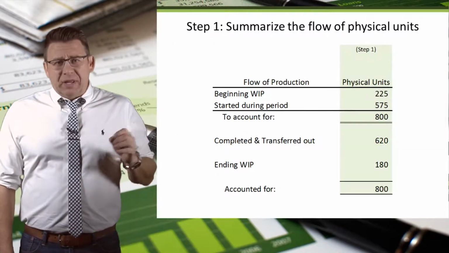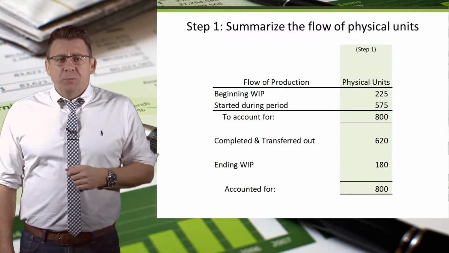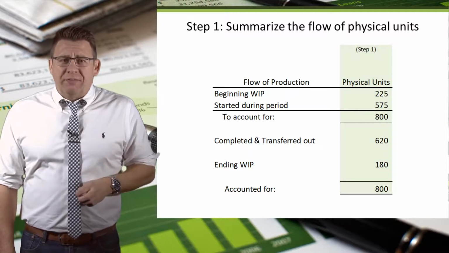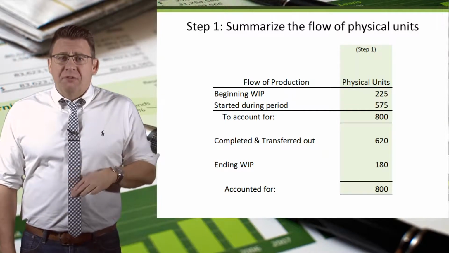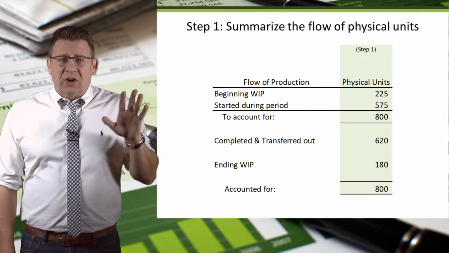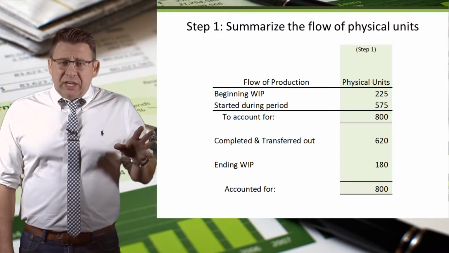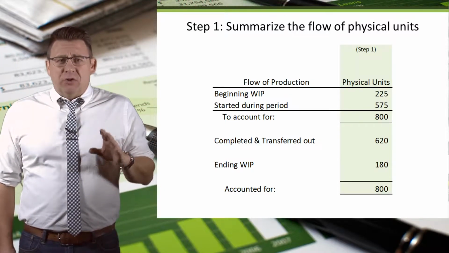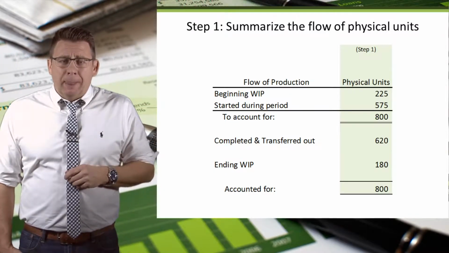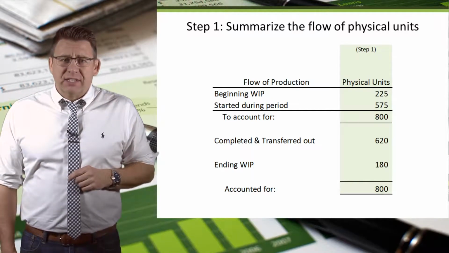The first step is summarizing the physical flow of units. In this example, WIP has 225 partially completed units from the prior period, which are shown here as beginning inventory. Additionally, 575 units were started during the period. So we need to be able to account for 800 units.